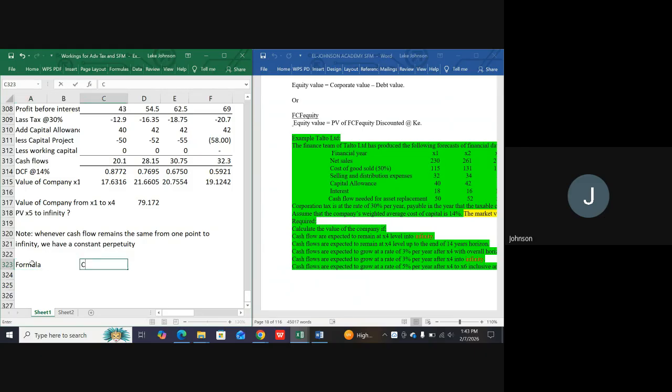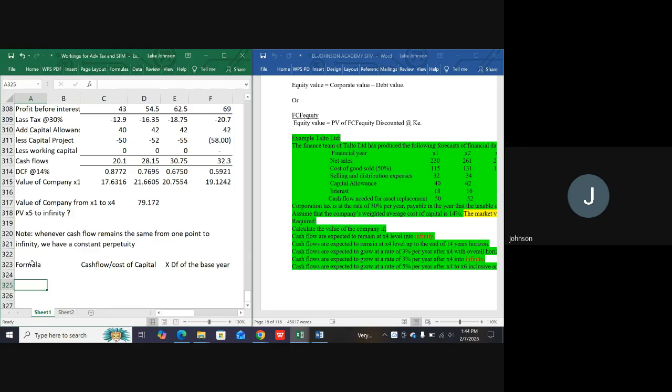We are saying that the constant cash flows, cash flows that is constant, divided by the cost of capital given to us in the question. After you've done that, then multiplied by the discount factor of the base year. The base year, okay? So now let's use this. So that is for constant perpetuity.